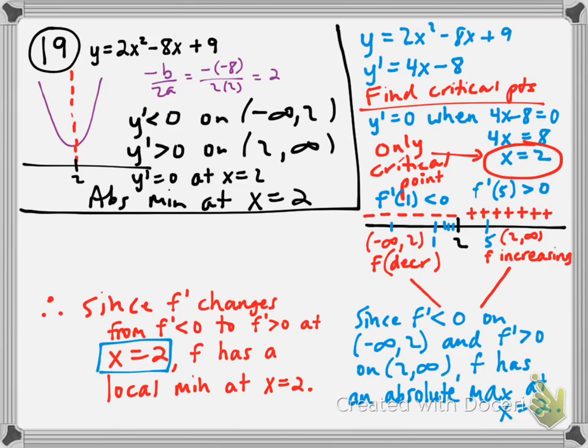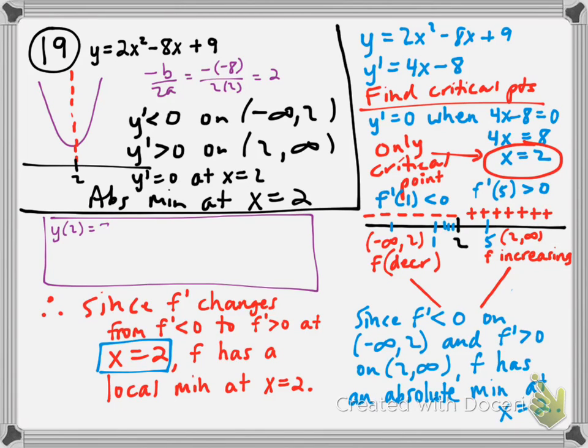Shoot. I said max, but I meant min. I hope you caught that. Absolute min. Because if we go from f prime negative to f prime positive, that's a min. So let's not forget that part. Anyway, on this last part here, we can easily determine what the value of the function is when x is equal to 2. So we might as well go ahead and do that.